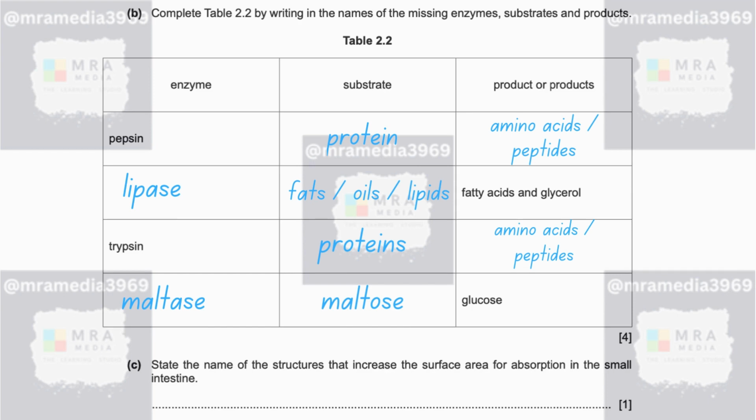Final part of question 2, state the name of the structures that increase the surface area for absorption in the small intestine. The small intestine is adapted for efficient absorption of nutrients, and its surface area is significantly increased by intestinal villi or microvilli. The villi greatly increase the surface area available for absorption. They contain blood vessels and a lymphatic vessel called a lacteal, which help in the absorption of nutrients into the bloodstream and lymphatic system, respectively.